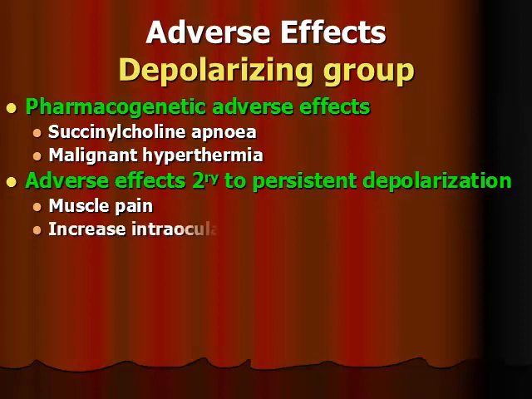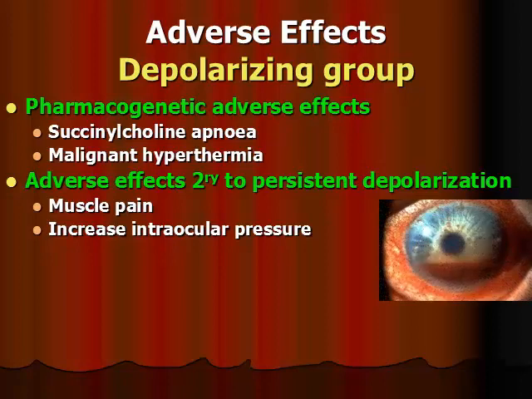The second is the increase in intraocular pressure, which occurs due to fasciculations in the extraocular muscles. This is a minor adverse effect. However, it may be serious in presence of penetrating eye injuries, where the increased intraocular pressure may push the eye contents to the outside.